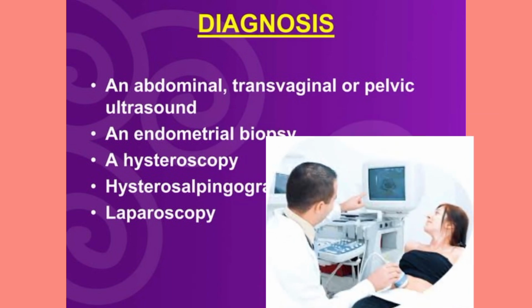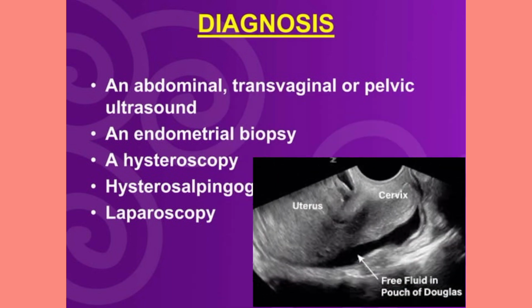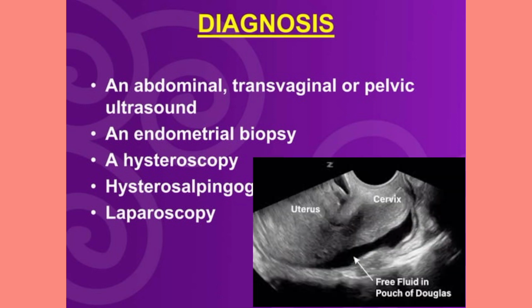For diagnosis of uterine fibroids, you must undergo an abdominal and transvaginal or pelvic ultrasound scan, and you can go for endometrial biopsy, hysterosalpingography, and laparoscopy.